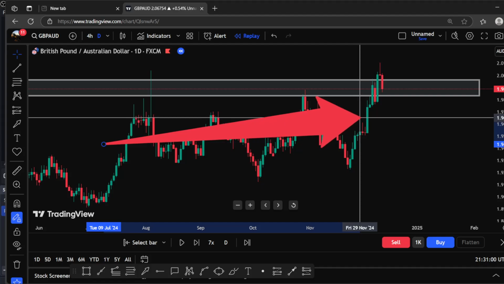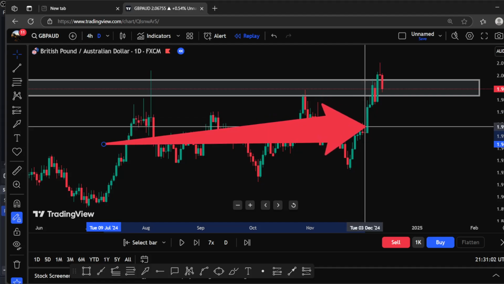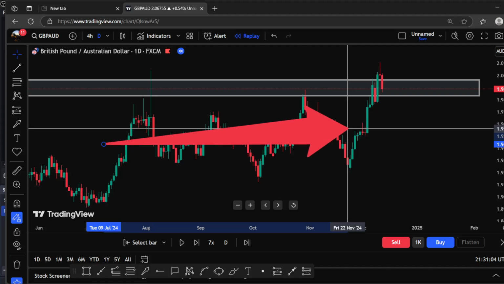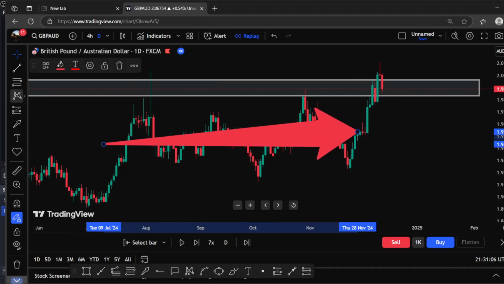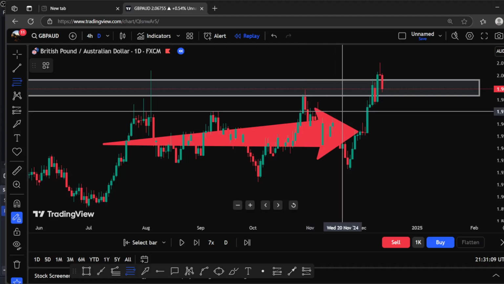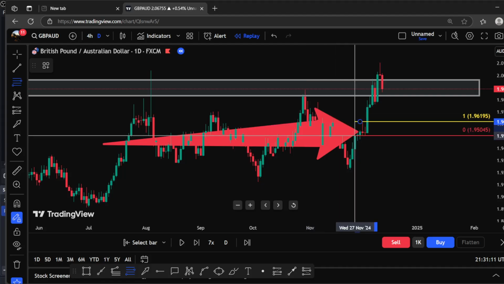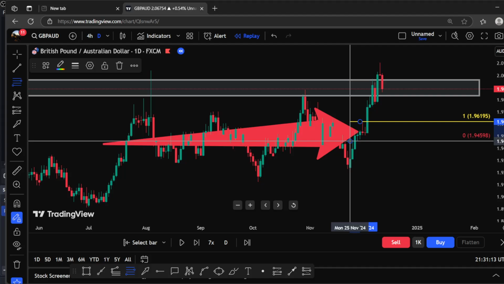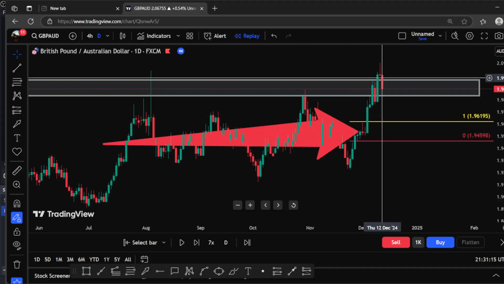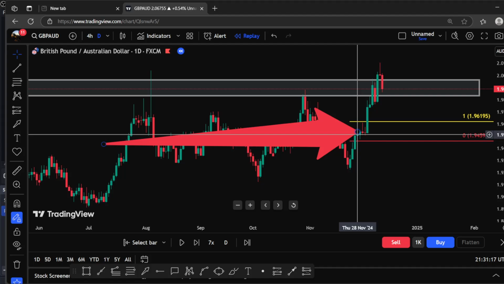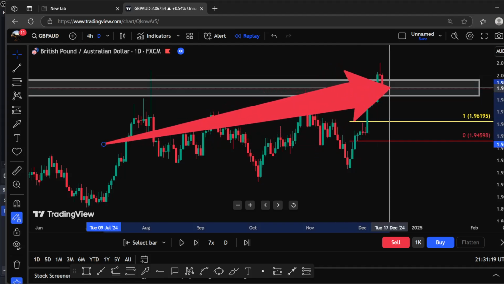As you can see, we had that big engulfing candle that broke out of the base. So I will plot my demand zone as so. Okay, so that is my demand zone. Now we are waiting for the market to come down.